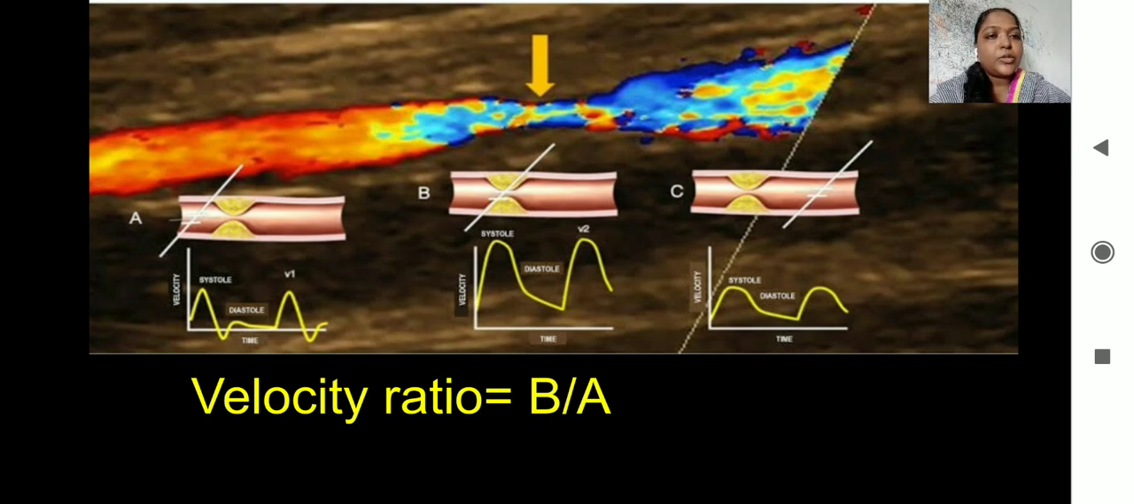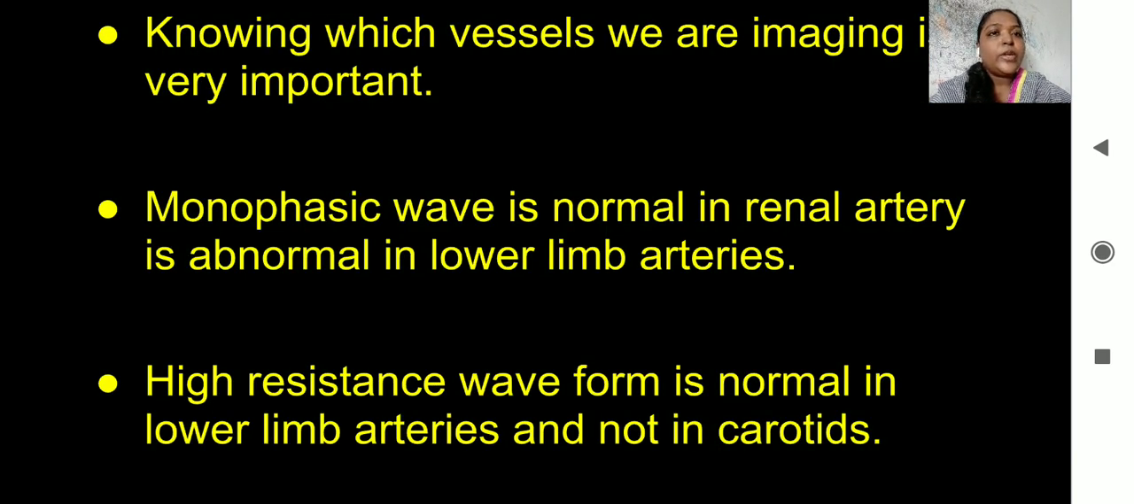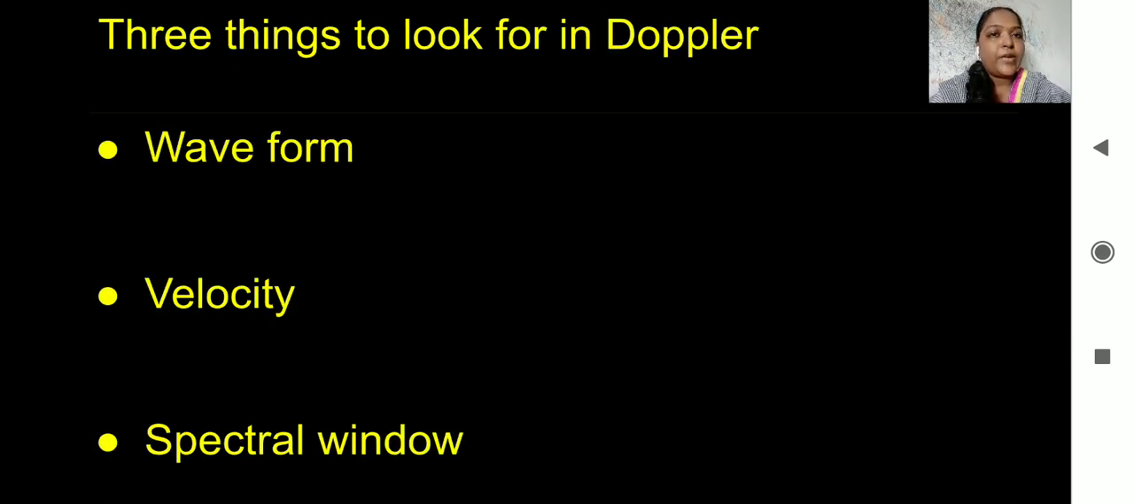The velocity ratio is the ratio between the peak systolic velocity at the site of stenosis to that of the pre-stenotic site. Knowing which vessel we are imaging is very important, because a monophasic waveform, which is normal in renal arteries, is abnormal in lower limb arteries, and a high resistance waveform, which is normal in lower limb arteries, is abnormal in carotids.